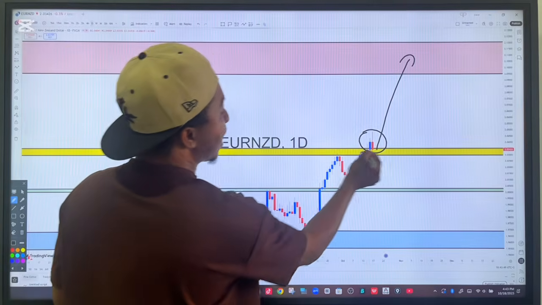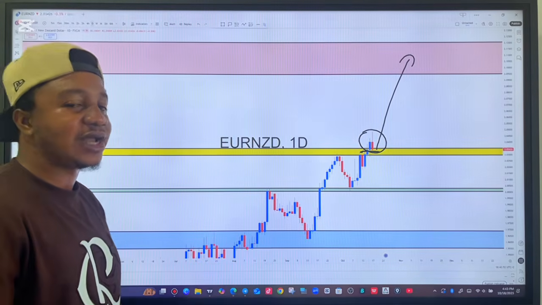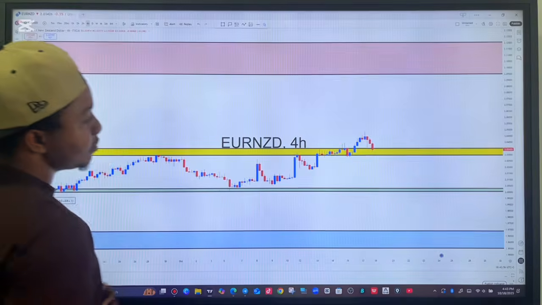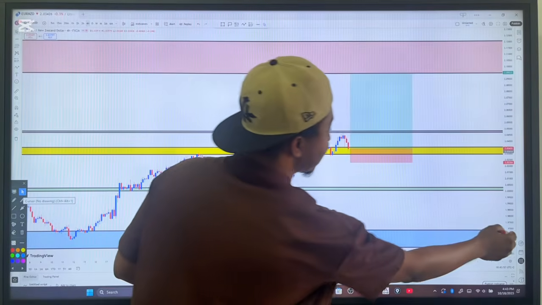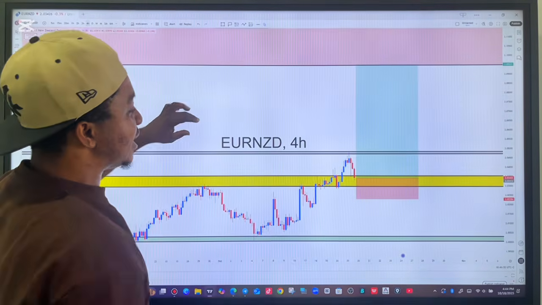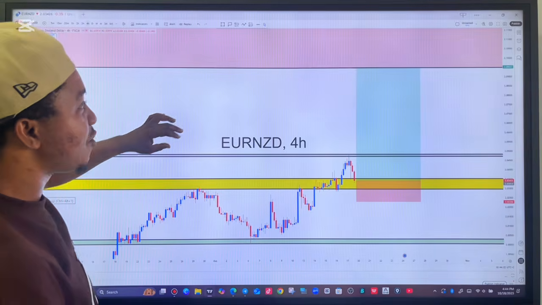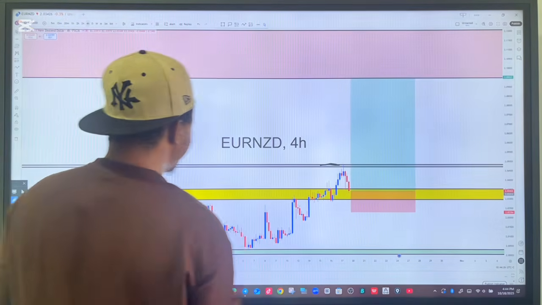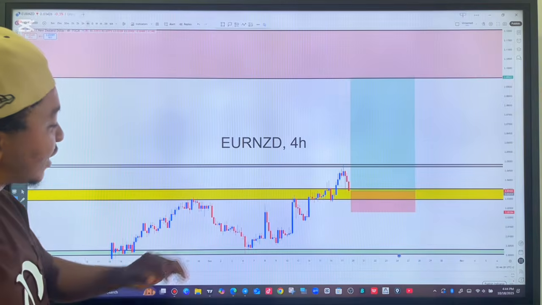But we cannot pick the buy on the daily, so let's take it further to the 4-hour time frame for further explanation. Alright, so this is the 4-hour time frame of UNZD. Now UNZD on the 4-hour time frame, let's put meaning into it. We have the 4-hour mid-range zone. So what happened on the 4-hour time frame?